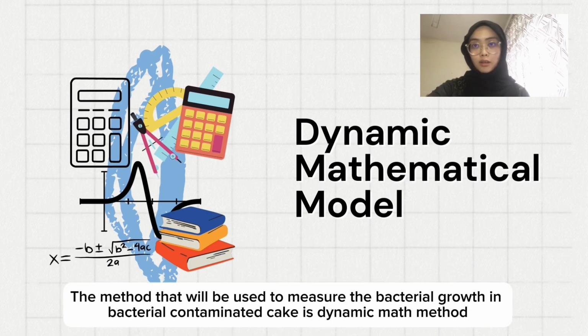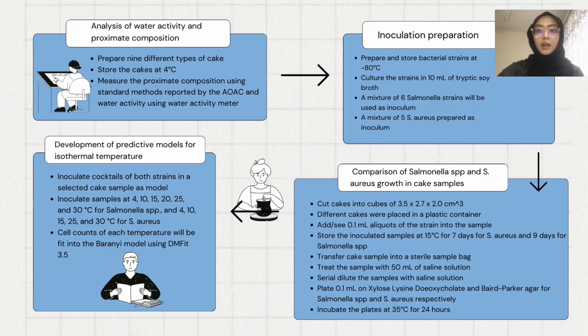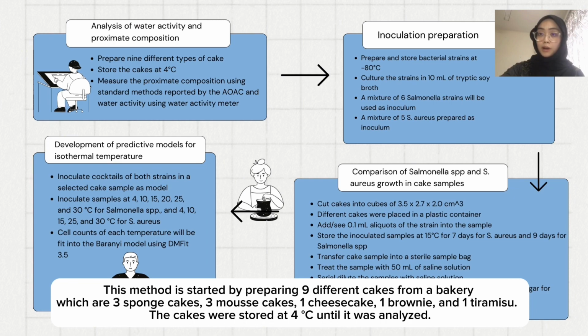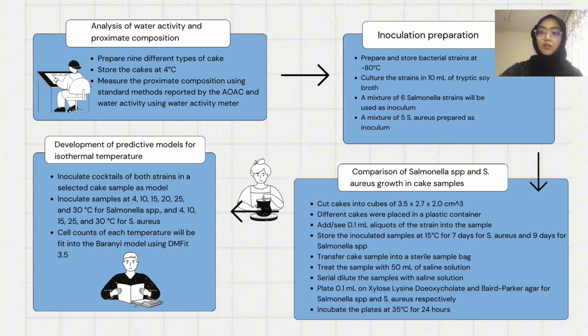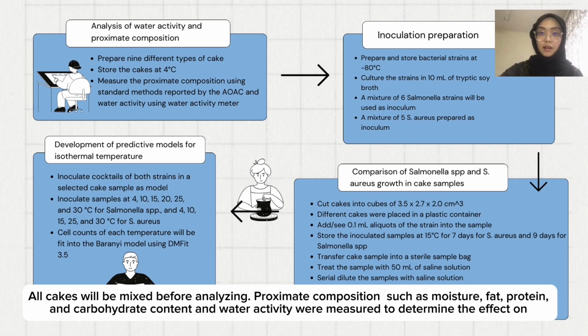The method that will be used to measure bacterial growth in bacterial contaminated cake is the dynamic method. This method is started by preparing 9 different cakes from a bakery, which are 3 sponge cakes, 3 mousse cakes, 1 cheesecake, 1 tiramisu, and also 1 brownie. The cakes were stored at 4 Celsius until they were analyzed. All cakes will be mixed before analyzing.